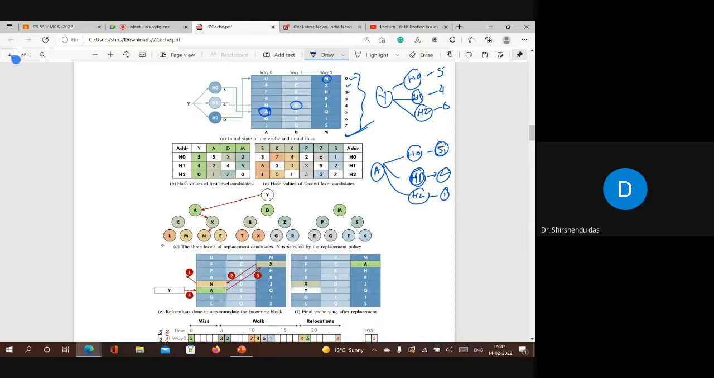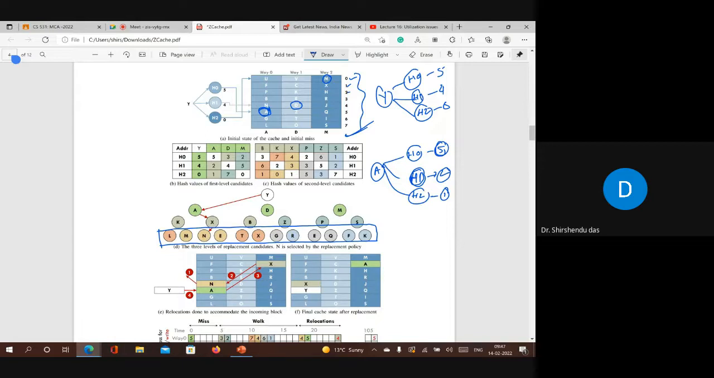So in this way, if I concentrate on this level, there are a lot of candidates. In the first level, there are only 3 candidates, A, D, and M. If we go to the third level, then there are many candidates. Out of all these candidates, remember our main goal is placing y. We want to place y in the cache, but there is no space for y. That's why we are doing all this.